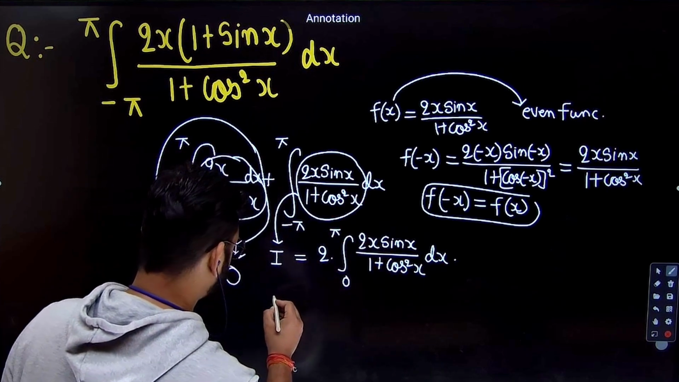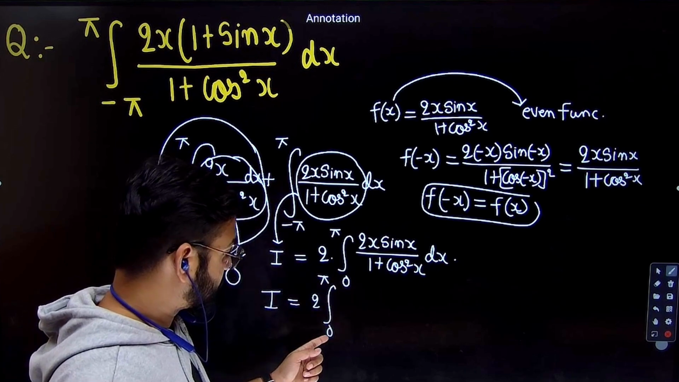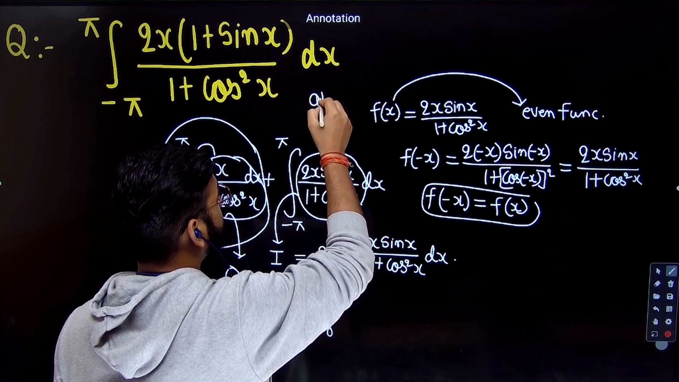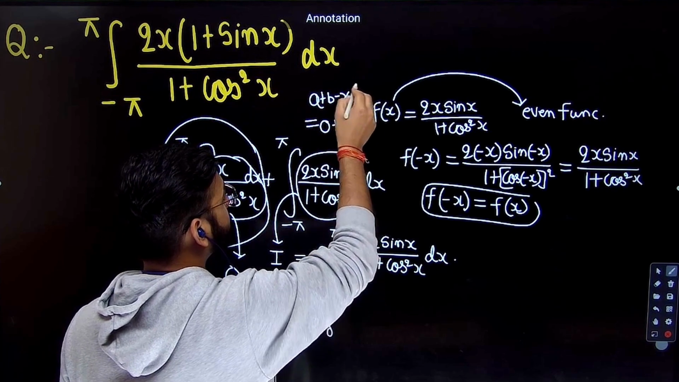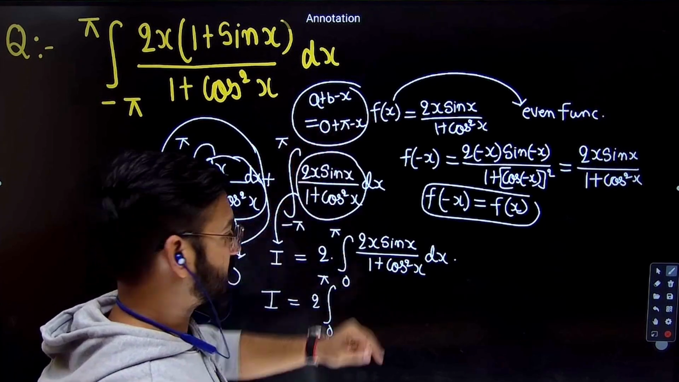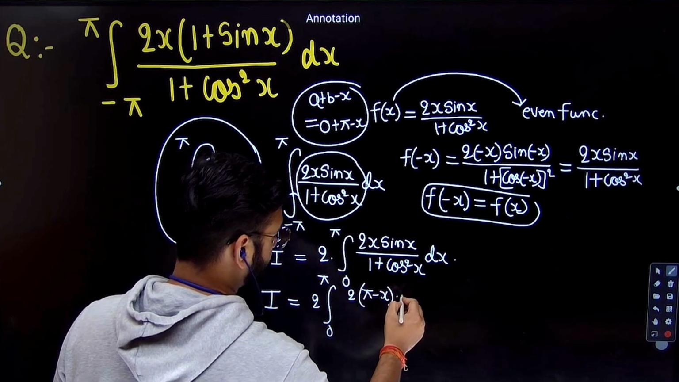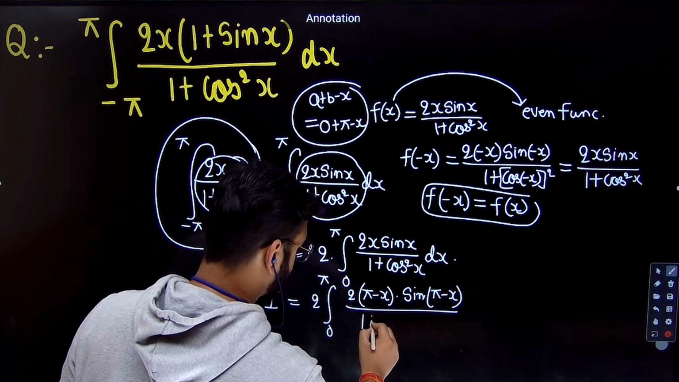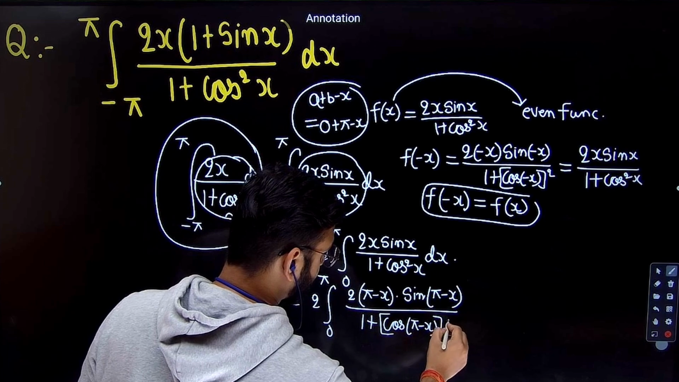When you apply the property f of a plus b minus x, what is a? 0. What is b? Pi. So what will be a plus b minus x? A plus b minus x will be equal to 0 plus pi minus x, right? So wherever you have x, you will replace that by 0 plus pi minus x. This will be 2 times pi minus x into sine of pi minus x divided by 1 plus cos of pi minus x whole square.